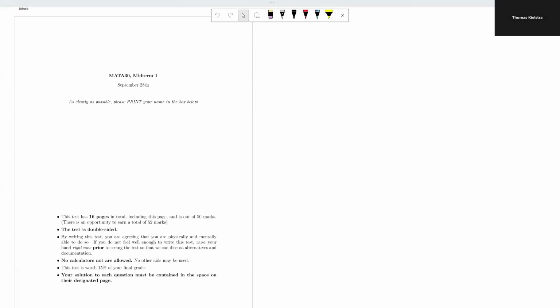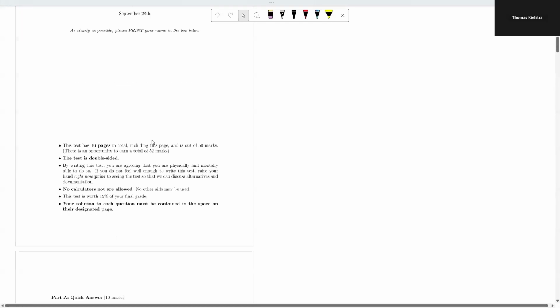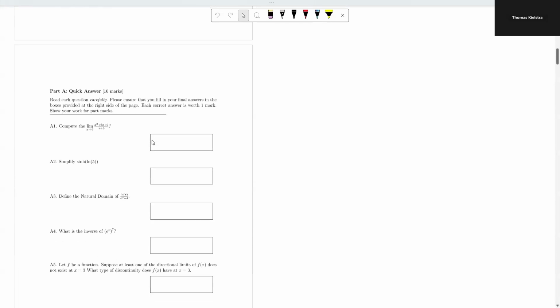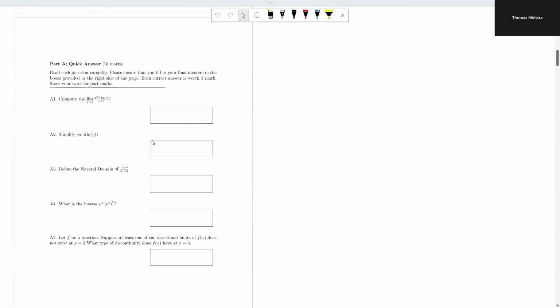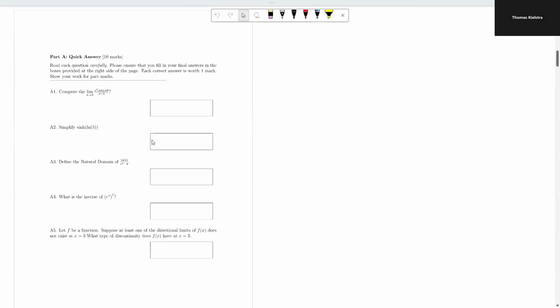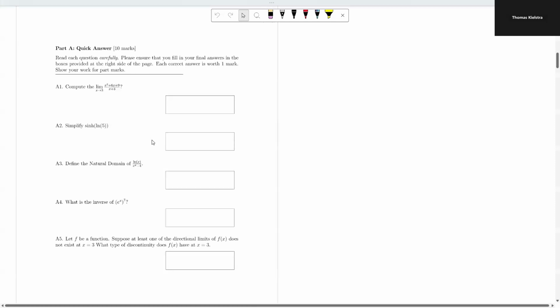So we're now going to review the mock midterm for midterm 1. Okay. So for part A, they are very much quick-fire questions. If you know the theory, these questions should be relatively straightforward: do you know what your functions are? Do you know your process for limits? Do you know how to compute a natural domain? They should be relatively straightforward questions, and if you know your theory, they should not be too difficult.